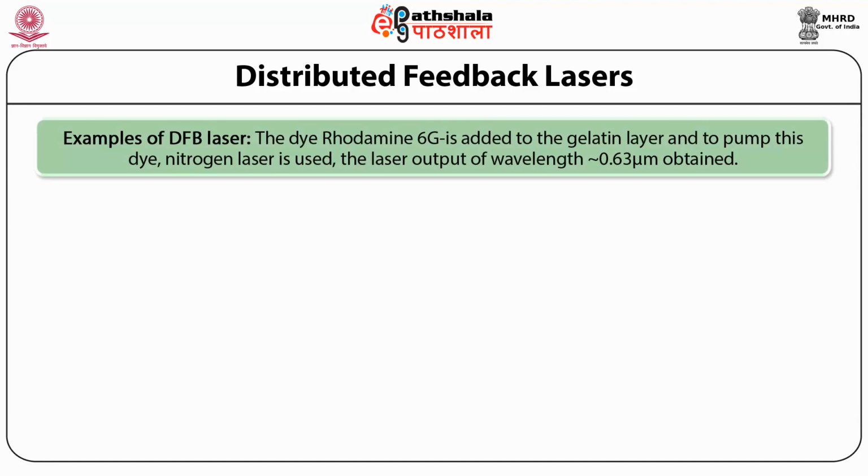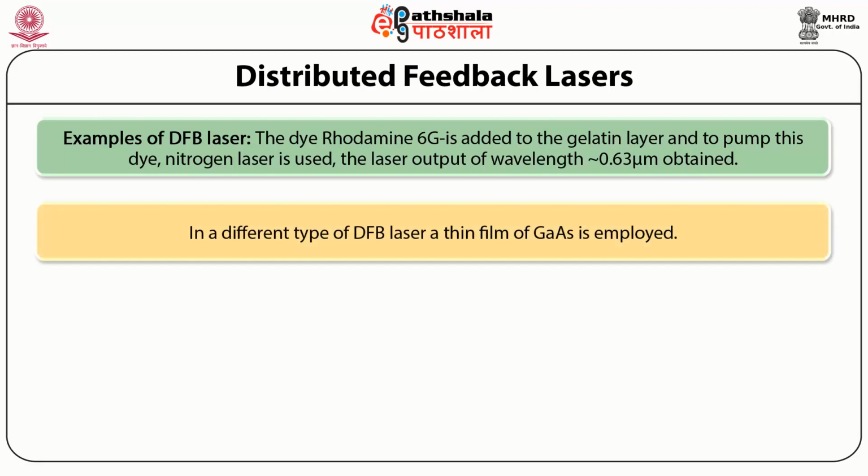examples of DFB laser. The dye rhodamine 6G is added to the gelatin layer, and to pump this dye, a nitrogen laser is used. The wavelength of the nitrogen laser is 337 nanometers. The laser output of wavelength 0.63 micrometer is obtained.